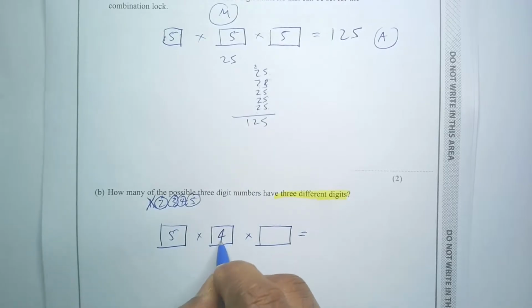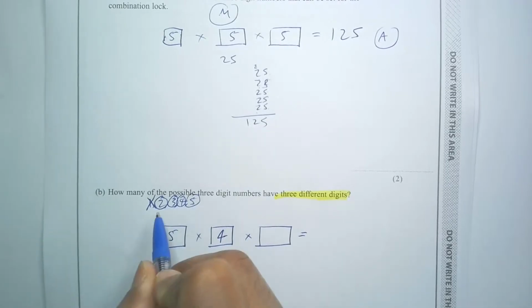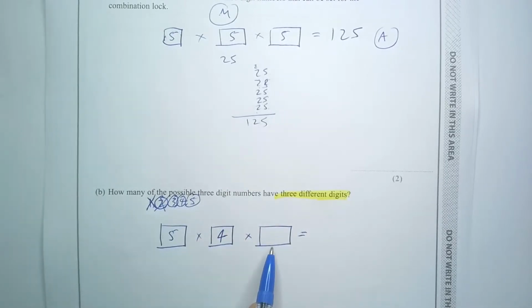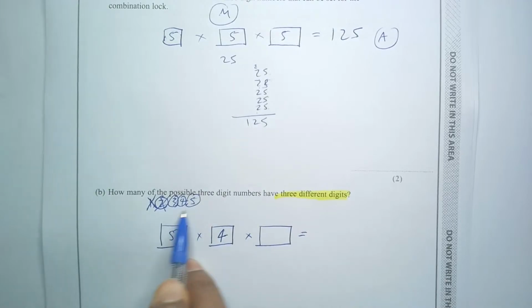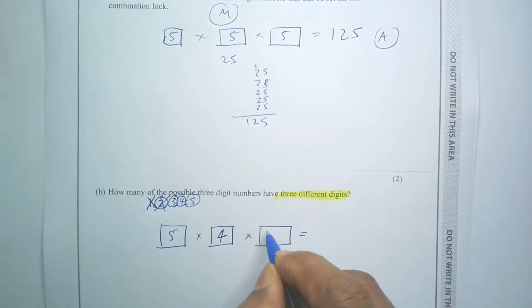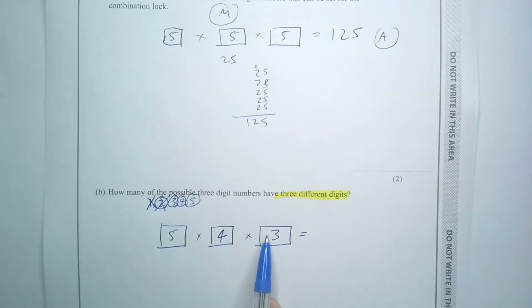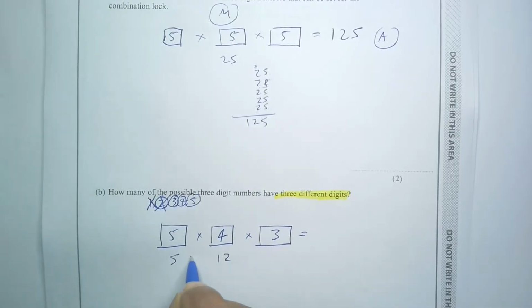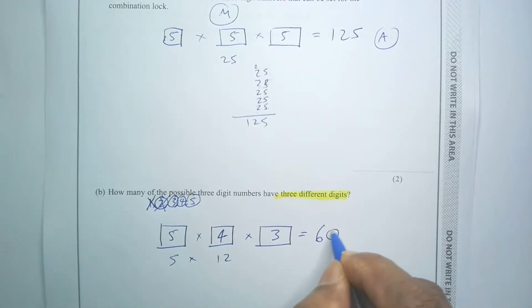So then I've got 4 numbers here. If I cross off another one, how many do I have left now? So there's only 3 possible numbers left. So I'm doing 5 times 4 times 3. And so that, without a calculator, I can do 4 times 3 is 12. 5 times 12 gives me 60.